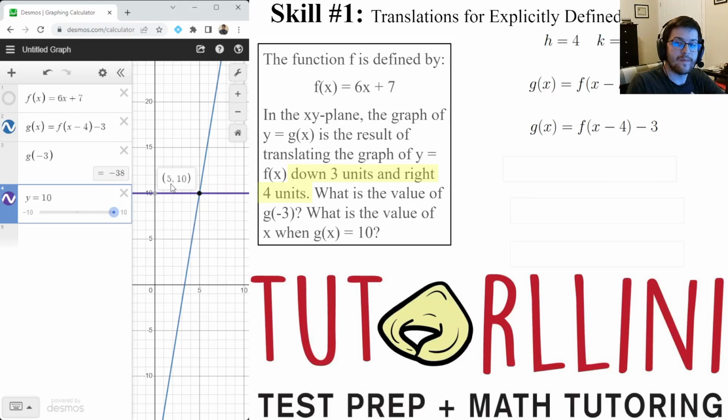So once again, Desmos can be a huge help for these types of problems, guys, but you're not going to know how to leverage Desmos if you don't understand what h, k, and f of x minus h plus k are. So you've got to make sure you know how to at least do those first couple steps before you jump to Desmos on a lot of these. Let's go back to the slides.